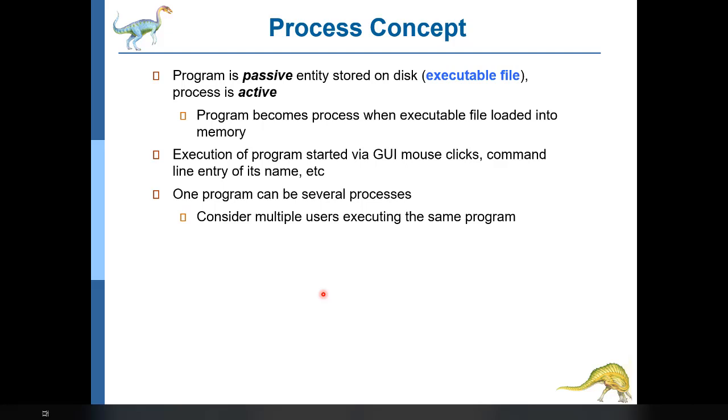So how do you start a program? You can use a mouse click, or maybe you type its command name, and maybe there are some other ways to run a program. It's also possible that one program can have several processes. We will see how that happens in the later slides.